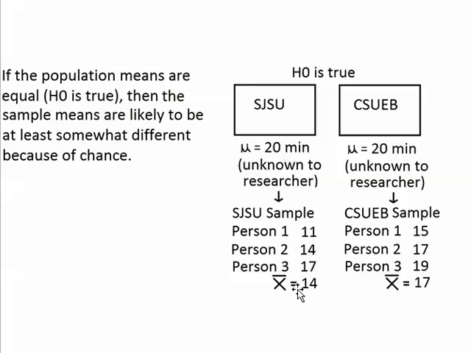You wouldn't be likely to get sample means of 5 and 45, let's say, because like I said, this one should fall somewhere near 20, this one should fall somewhere near 20.